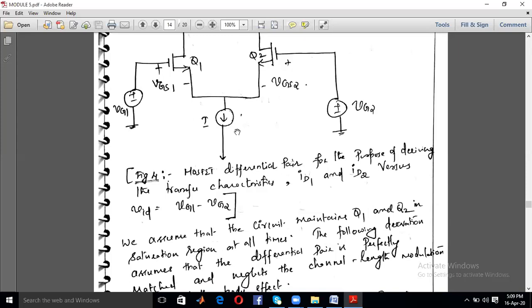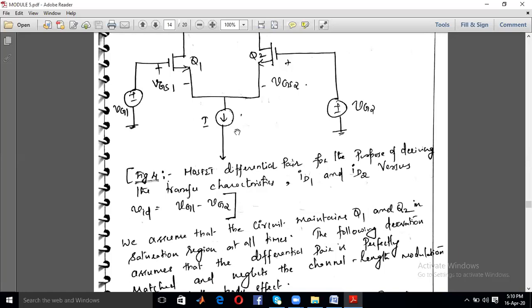Got the objective? In this large signal analysis, we are trying to draw the transfer characteristics. To draw the transfer characteristics, we have to get a relation between the drain current and the input voltage.